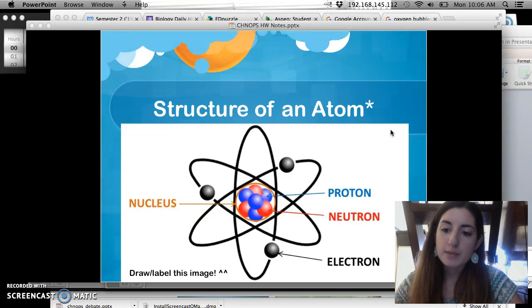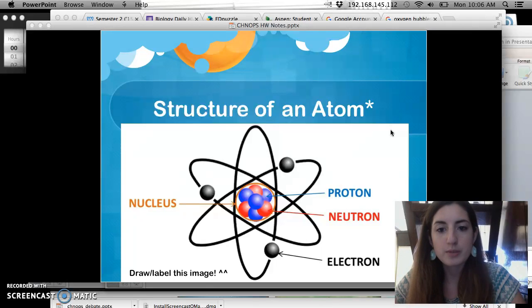The structure of an atom is very important. You will need it for biology and for chemistry. And currently we're in our unit of biochemistry, so it makes sense. This is starred, meaning you actually need to draw this image. I wrote a note here too.